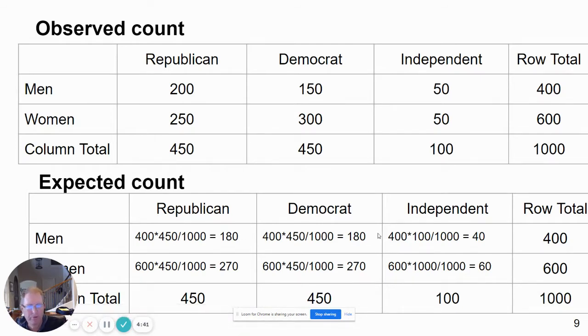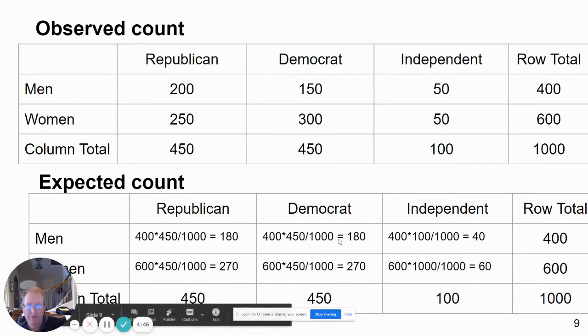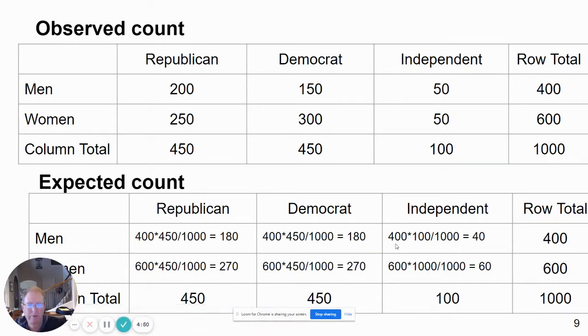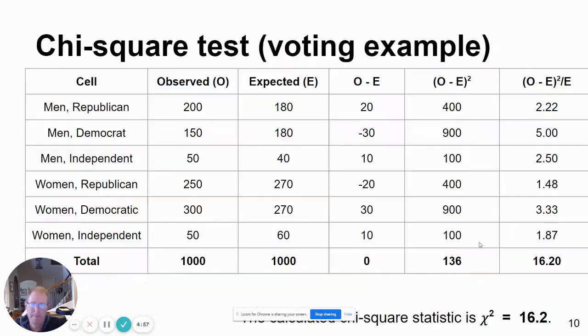Now I have to do this for all 6 cells in our data. So these are all the expected counts, and as you can see, all of the expected counts are greater than 5. The lowest one is 40. It's right here. So we pass that condition.